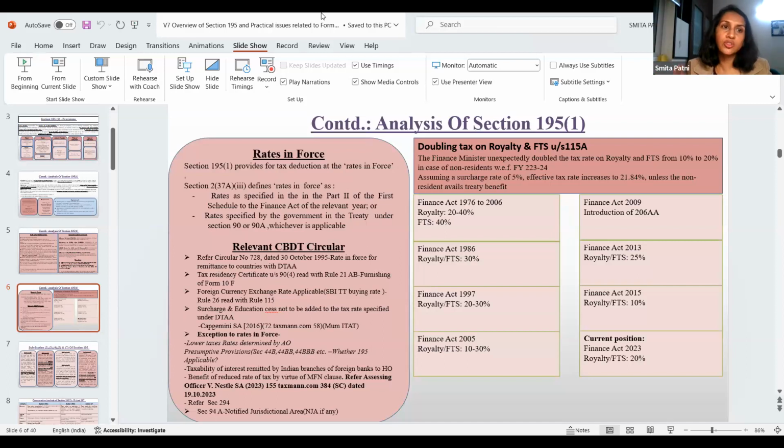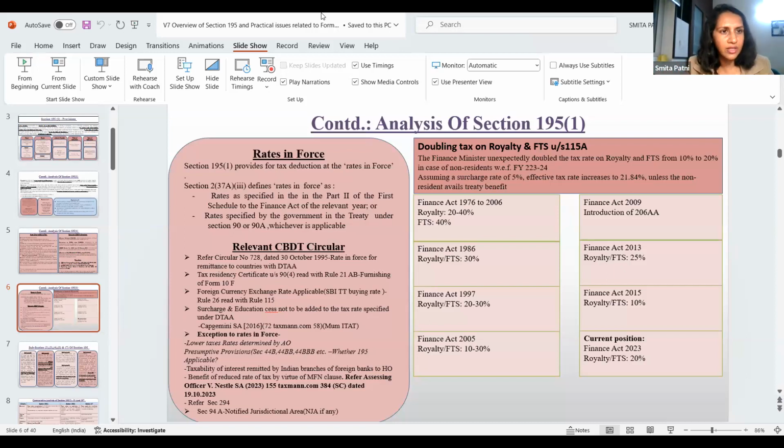In Finance Act 2009, P. Chidambaramji introduced 206AA. I will of course discuss 206AA separately, that if you do not have a PAN, what is to be done. This was a penal provision which was introduced in 2009. Then in 2013, again, the rates were increased from 10 to 30% to 25%.